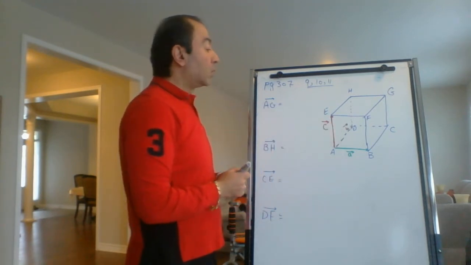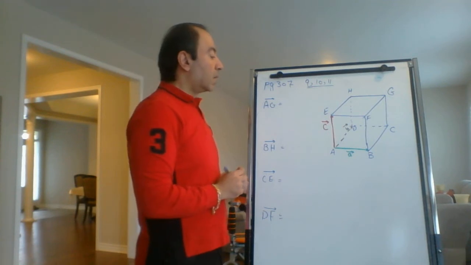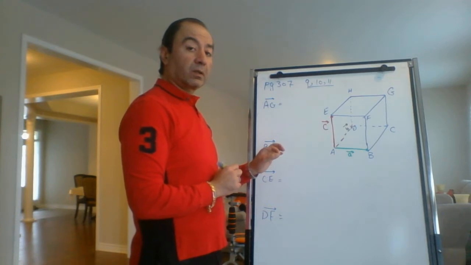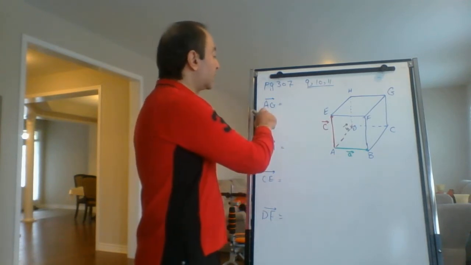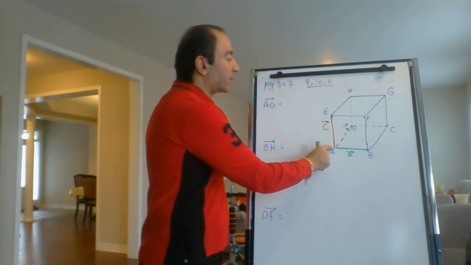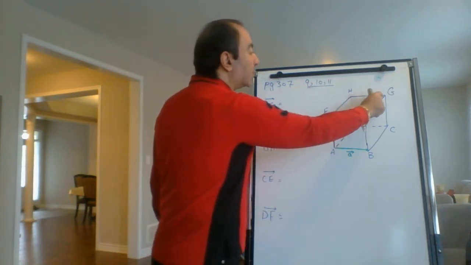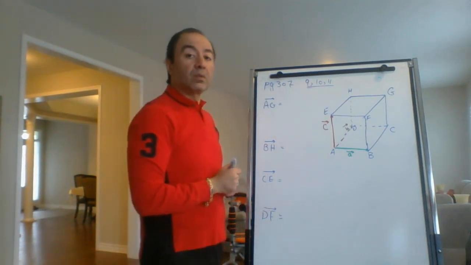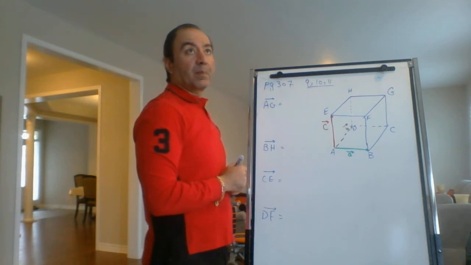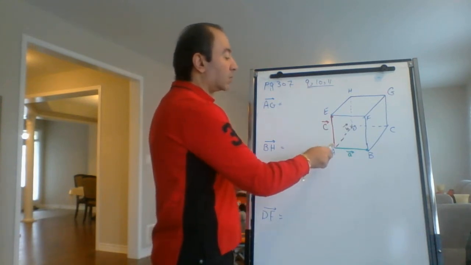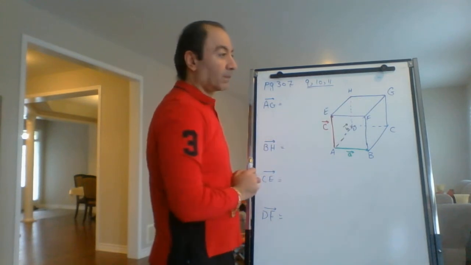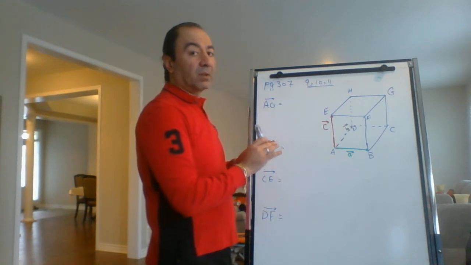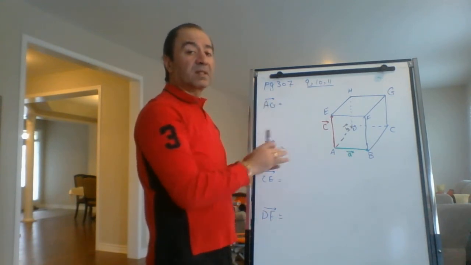Okay? So when you have a question like this, you need to know where is the tail of the vector and where is the head of the vector. So for example, AG, the tail will be here and the head will be at G. So we need to choose which path we are going to take to go from A to G. Any path, at the end, they will be the same. They will give you the sum of the same vectors.